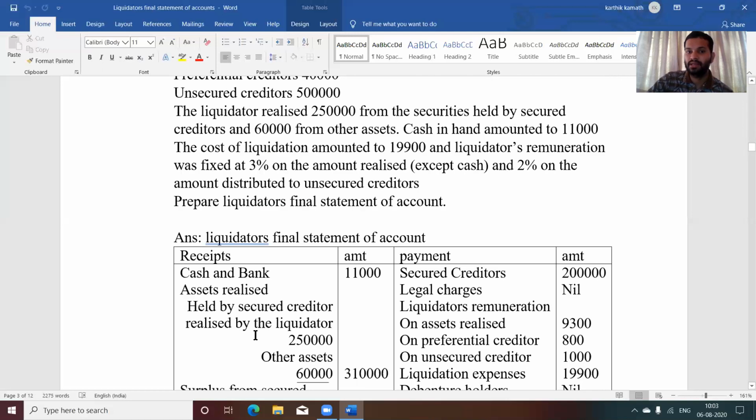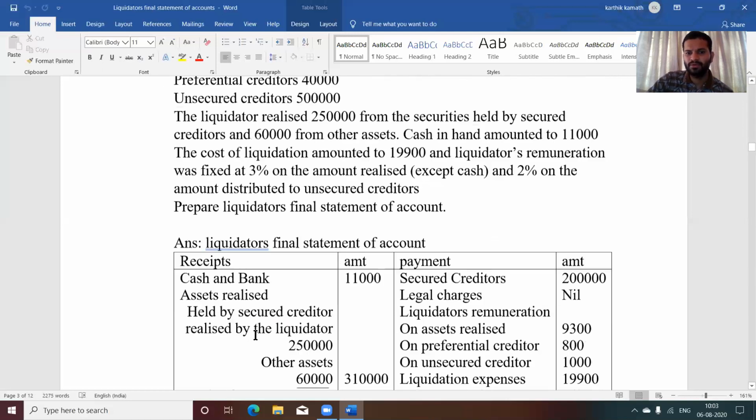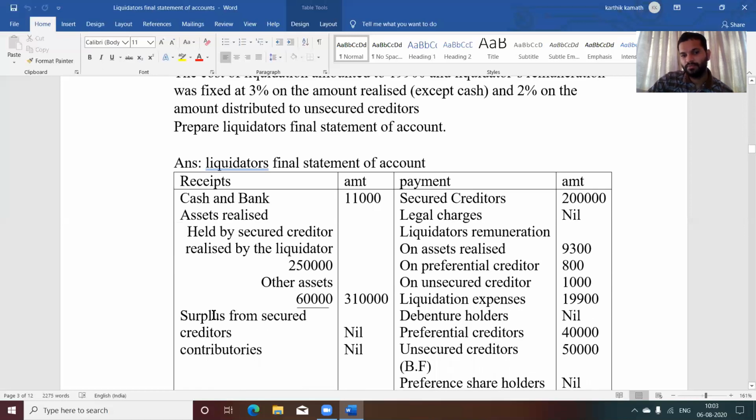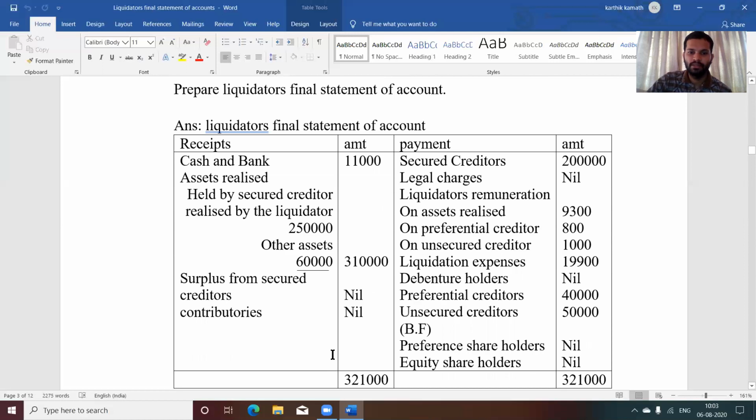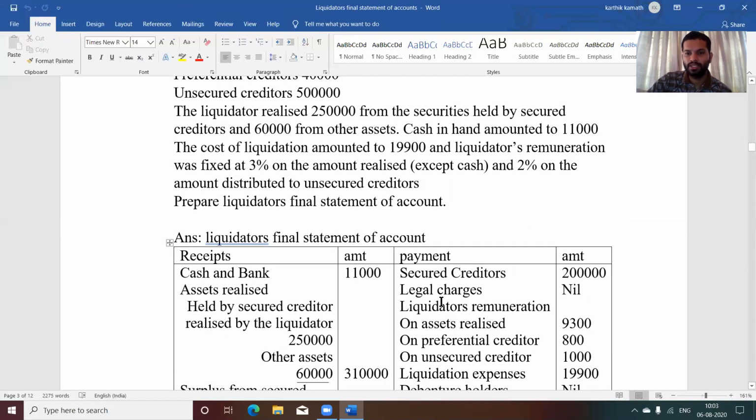Whenever the securities are realized by the liquidator, what happens here? Surplus from secured creditor, you will treat it as nil, and there is no information about contributory, so it is nil. Now you go for the payment side. On the payment side, secured creditor information is directly given in the problem, that is 2 lakh. Legal charges, no information about legal charges, so it is nil.